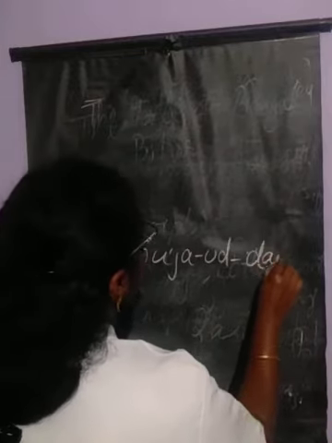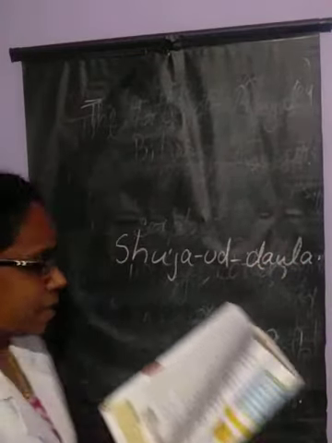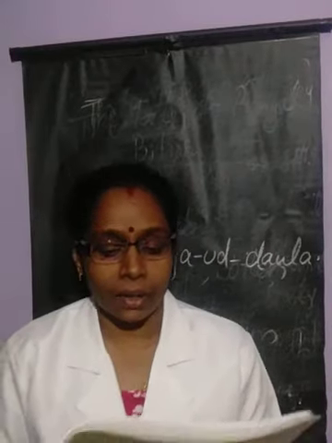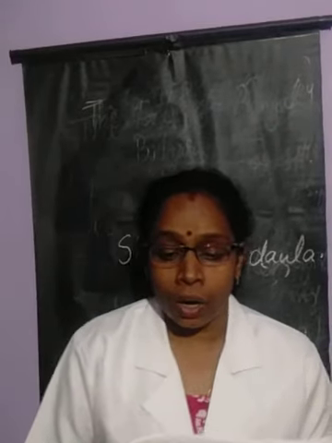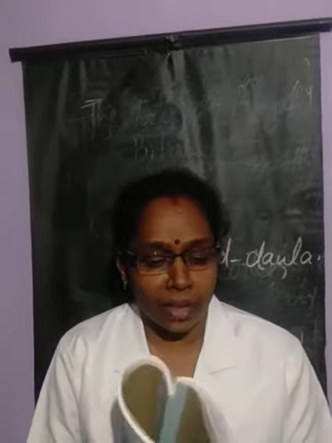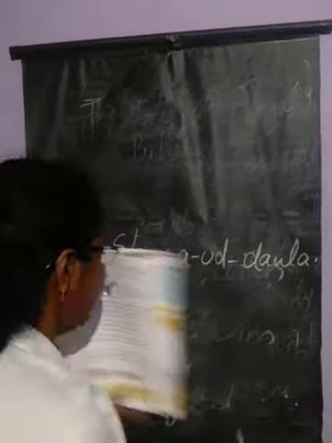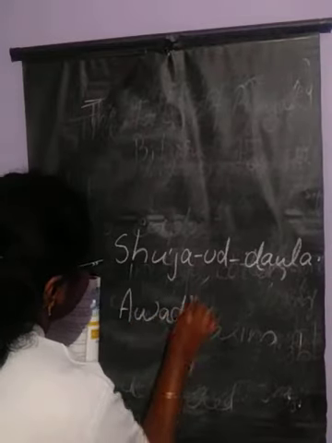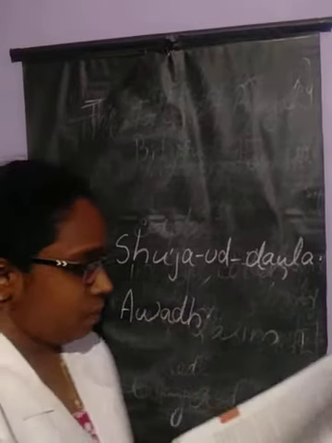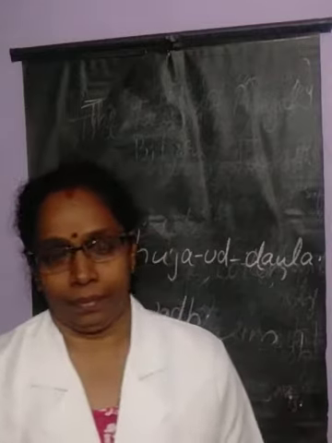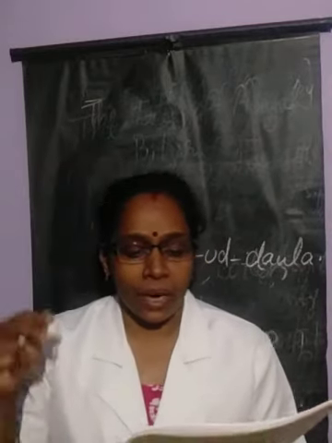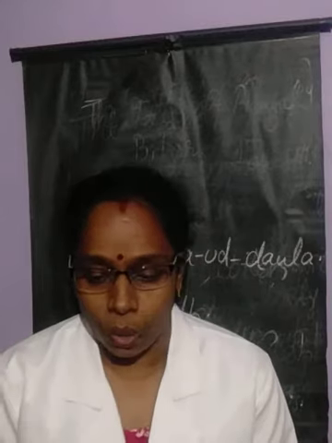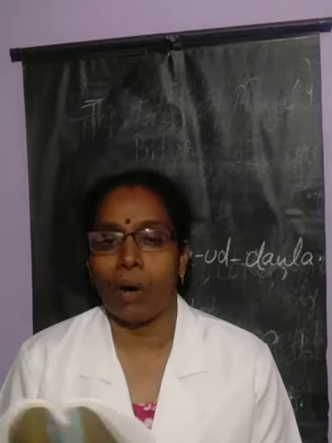Shuja'ud-Dawla. Mir Qasim fled to Allahabad. He saw Shuja'ud-Dawla, the Nawab of Awadh. He was the Nawab of Awadh, another territory. What is the name? Awadh. Okay, Mir Qasim fled to Allahabad where he met Shuja'ud-Dawla, the Nawab of Awadh.